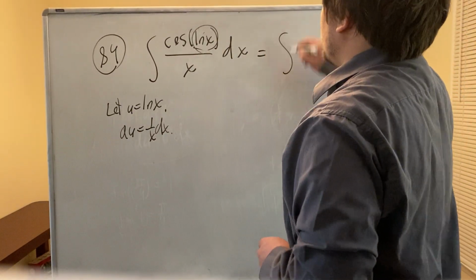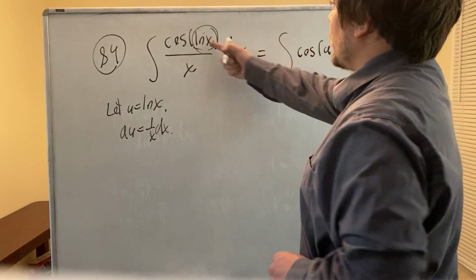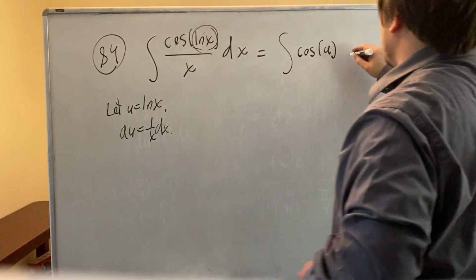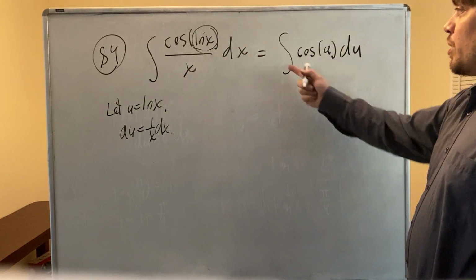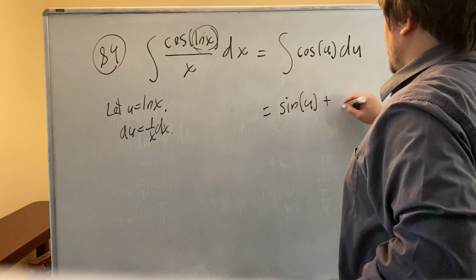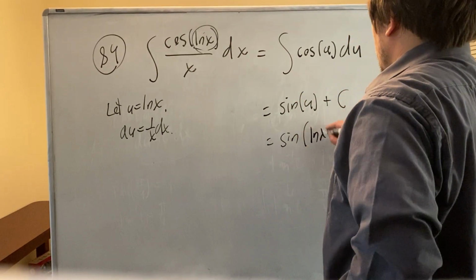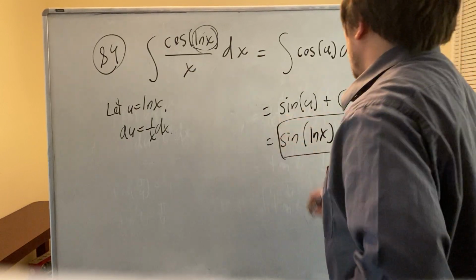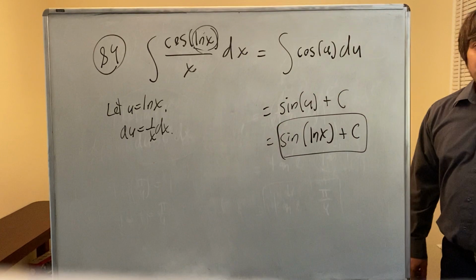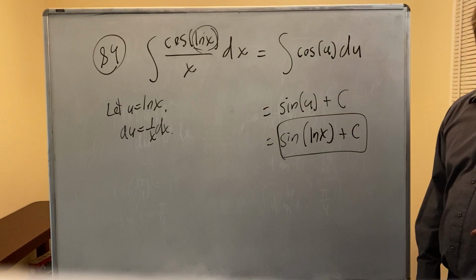And so now this is equal to the integral of cosine of u, because that's u, but then the 1 over x dx is du. So you get cosine of u du. That equals the integral of cosine u du, which is sine of u plus c, and that's equal to sine of ln x plus c. So that integral is equal to sine of ln x plus c. All right? That's 84.